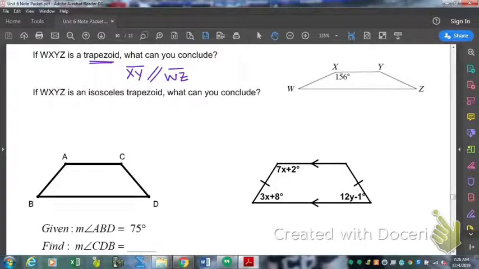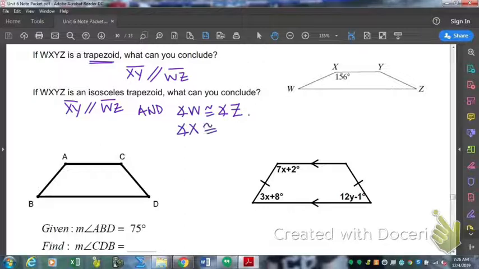If WXYZ is an isosceles trapezoid, what can you conclude? Well, I know still that XY is parallel to WZ, but I also know that angle X, or angle W is congruent to angle Z. That's good to know. I also know that angle X is congruent to angle Y, believe it or not. Okay? Yay, that's fun.